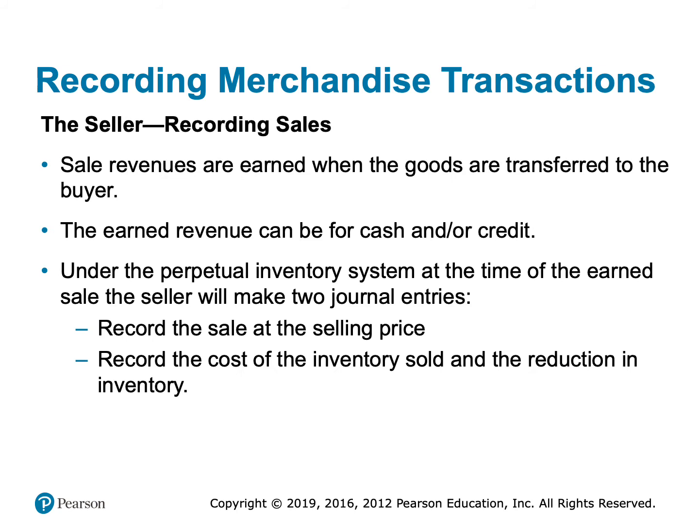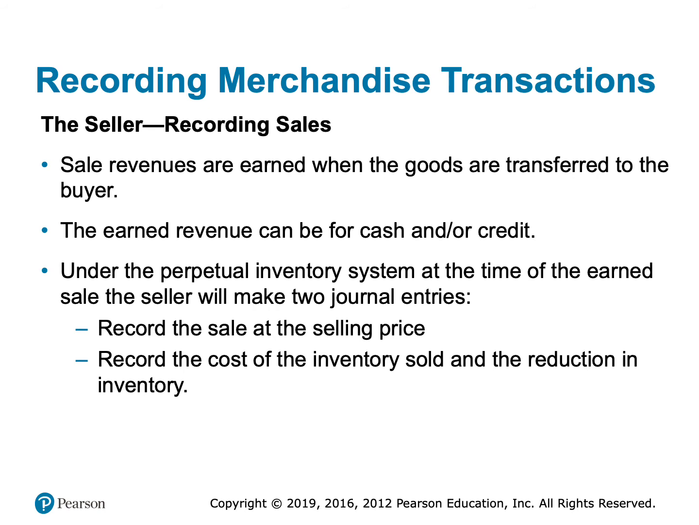Now, let's look at it from the seller's perspective. When we are the seller, we record the sale when we transfer the goods to the buyer. When we give up control, that's considered we have earned the income. We've earned the revenue, so we then get to record the revenue. The revenue can either be for cash or it can be for accounts receivable. We can sell it on account or on credit.